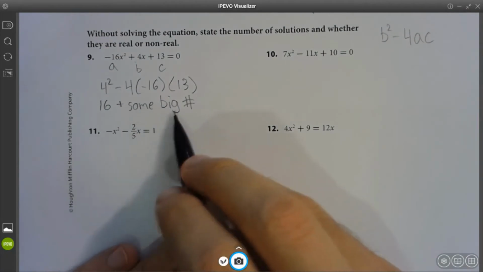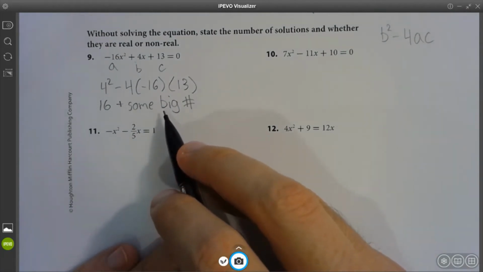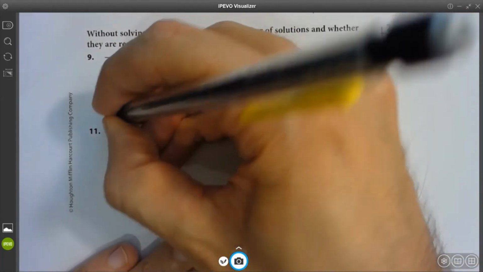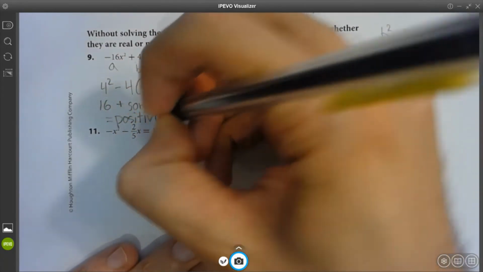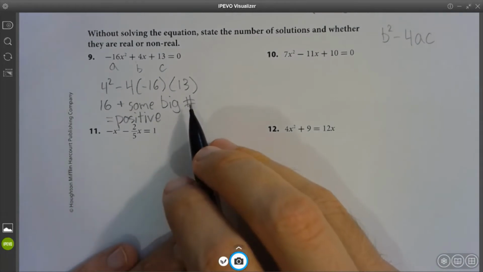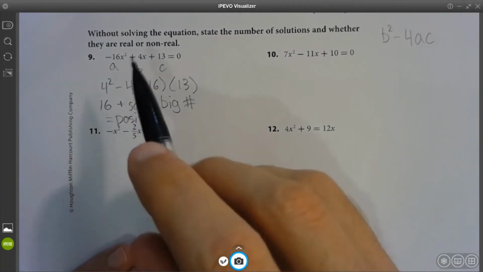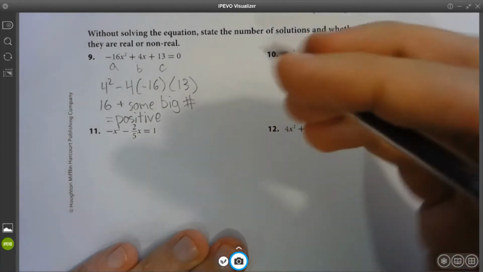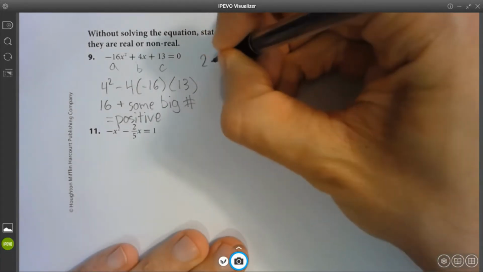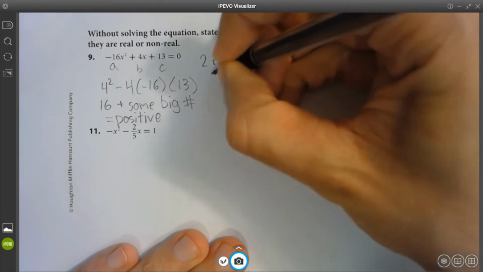So we have 16 plus some other big old number. That's going to be a positive. It's some positive number. And that's really all I care about. It doesn't actually matter what the number is, except for being positive, 0, or negative. That's the only thing we care about. So just based off that, this is two real solutions.